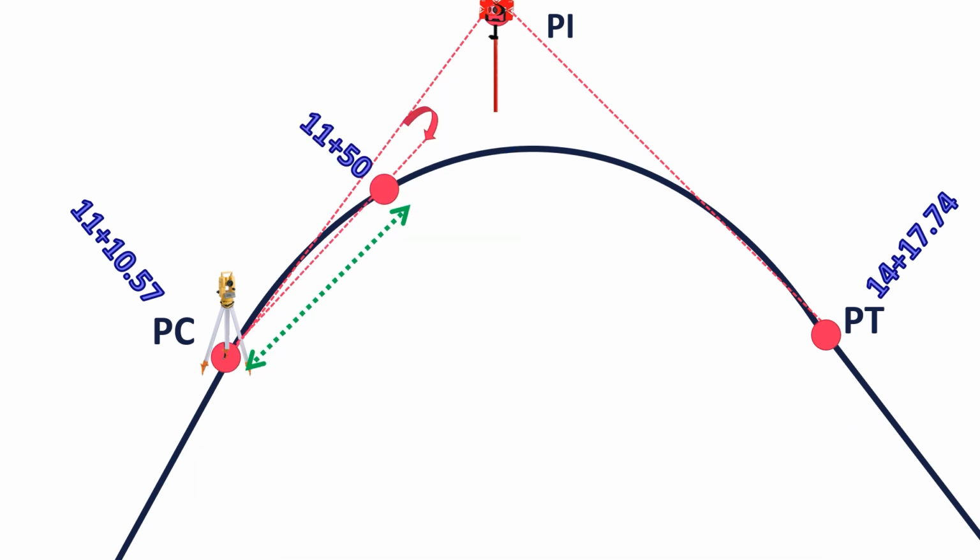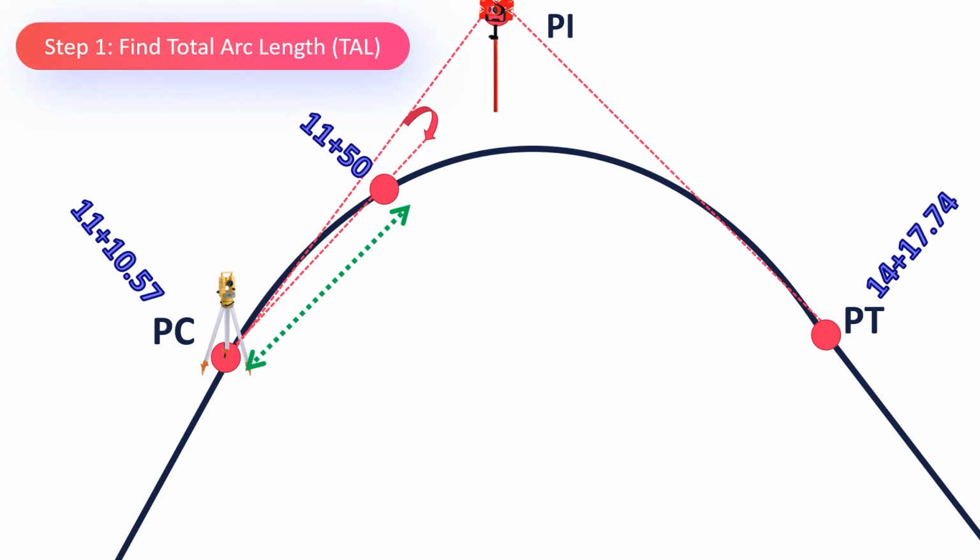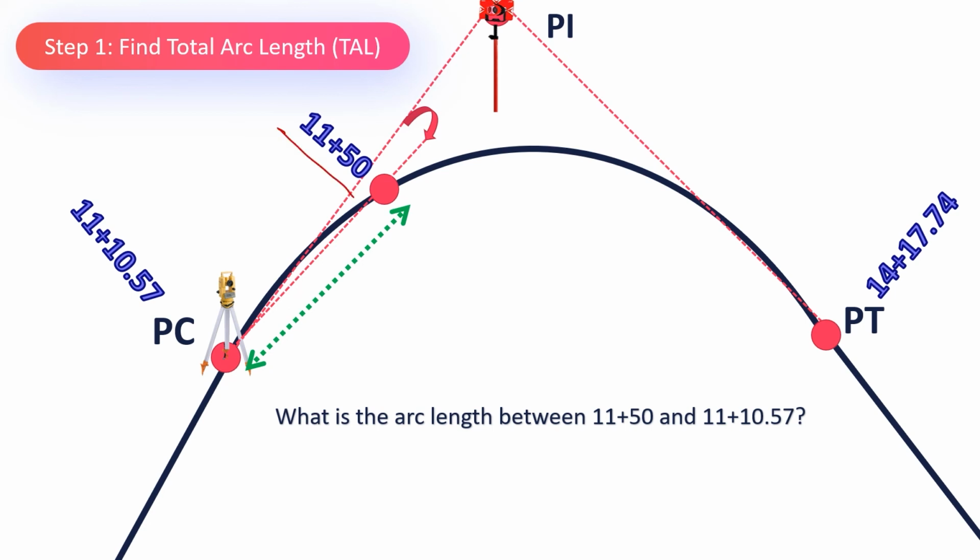To find the deflection angle and long chord, the first step is to find the total arc length, TAL, for this station. So what is the arc length between 11 plus 50 and 11 plus 10.57? What do we mean by the arc length? Arc length means the length of this arc between PC and this station.